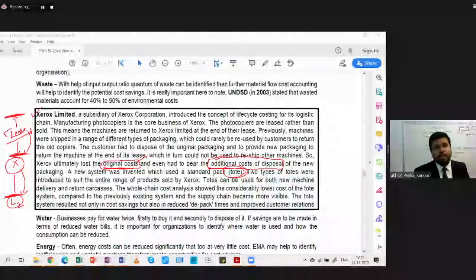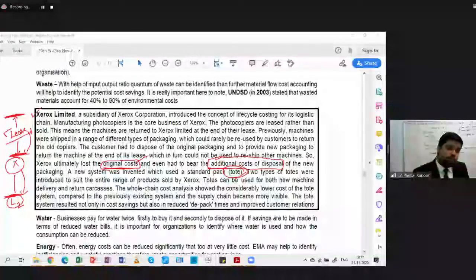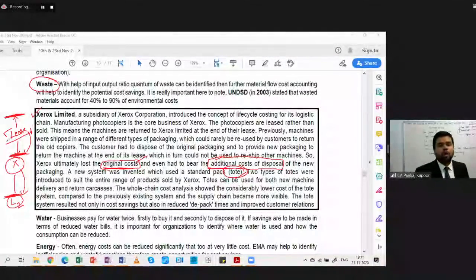Okay, so this way Xerox reduced its packing cost. This way Xerox reduced the wastage which it generates in the form of packing material. Okay, now moving further, water.